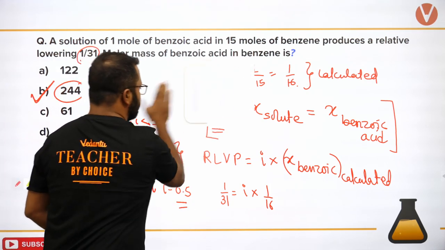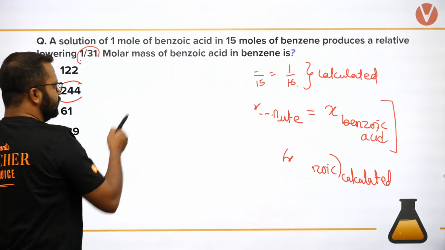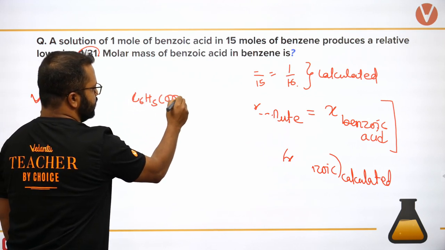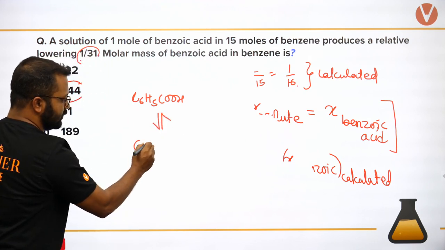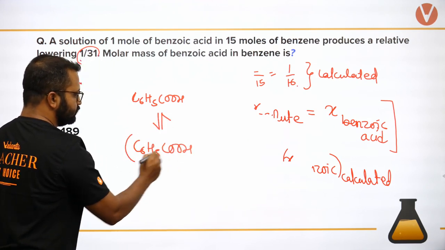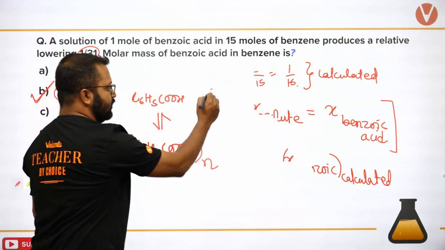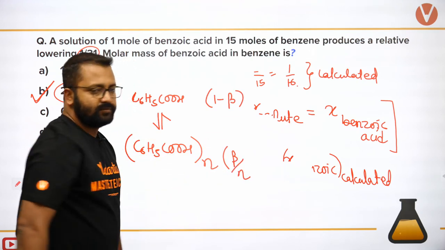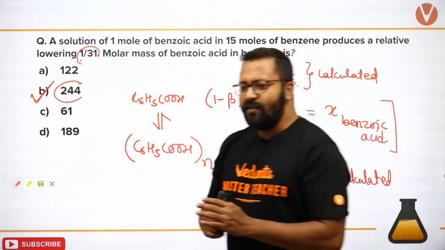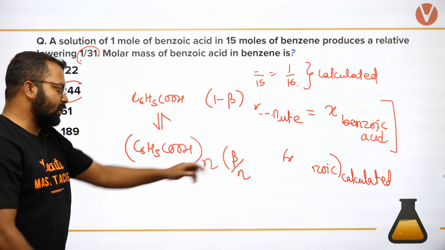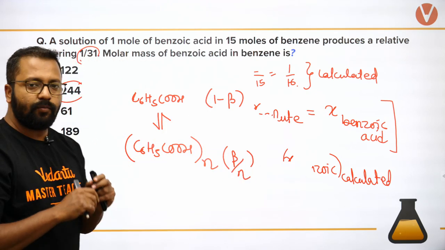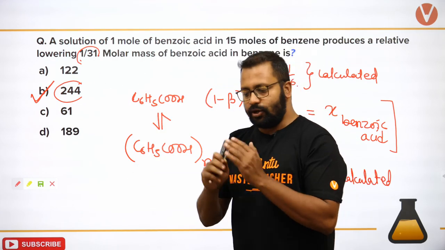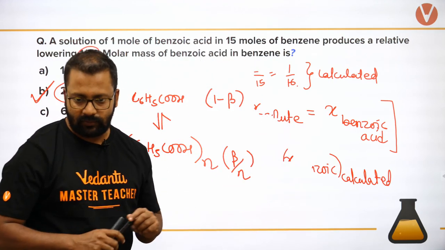There is one another way of doing it. Once you get your I, you use this formula. This is benzoic acid, let's say C6H5COOH. This is in equilibrium with the associated form, which is N. Now if you take this as 1 minus beta, we will write this as beta by N. Okay, so this is very very easy. You can use this equation as well to calculate the observed molecular weight. The observed molecular weight can also be calculated using the previous argument that observed molecular weight is equal to calculated upon I.